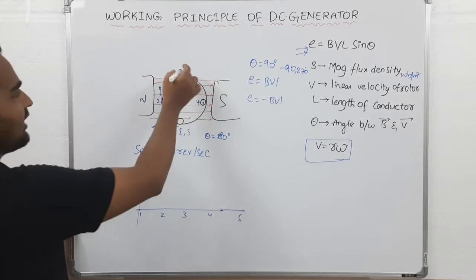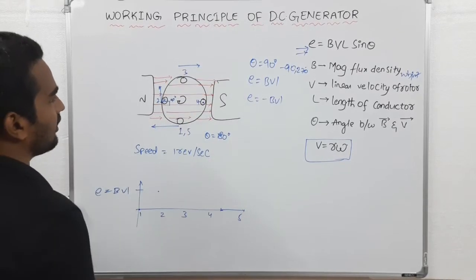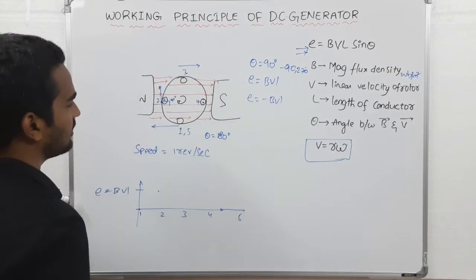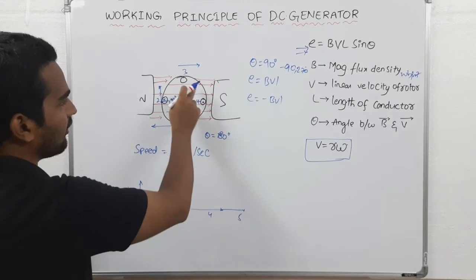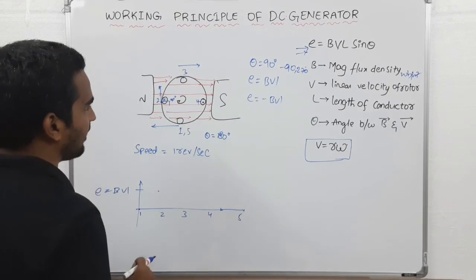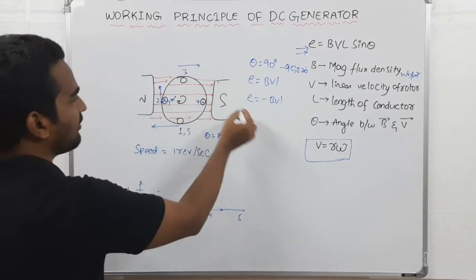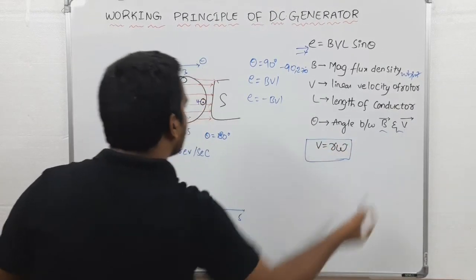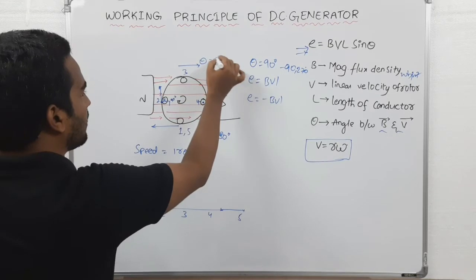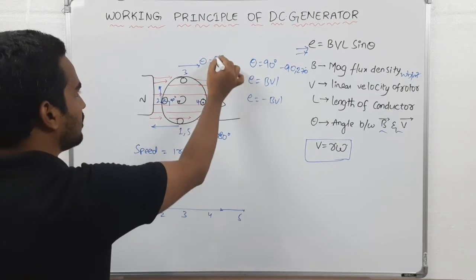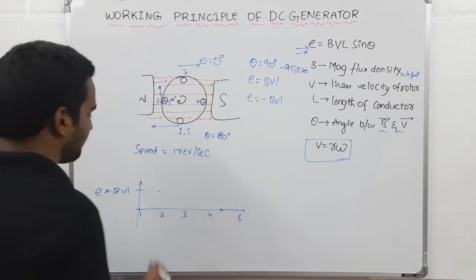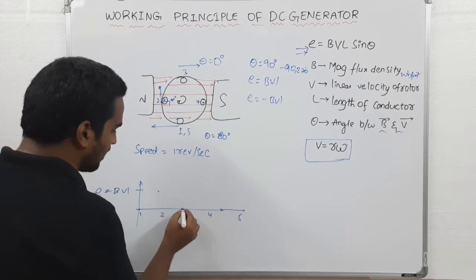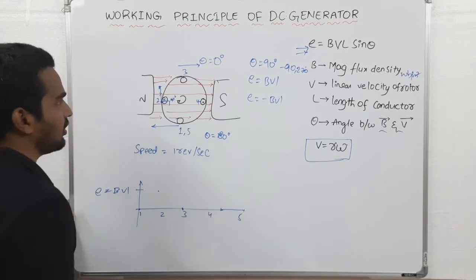And at this point, conductor direction is in this direction and flux lines are also in the same direction. So the angle between V bar and B bar is theta equal to 0 degrees. So sin 0 value is 0. At position 3 also the magnitude is 0.